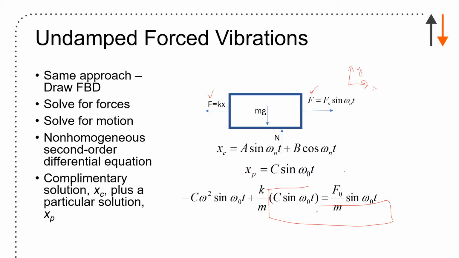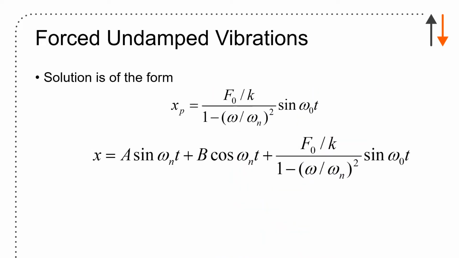And you end up with c omega squared sine omega naught t, k over m c sine omega naught t, plus f naught over m sine omega naught t. Now that leads to kind of an interesting result right here, which is this sort of magnification term. And you can see that, for example, when omega and omega n approach each other, you risk having significant amplification and the problem becoming undefined.